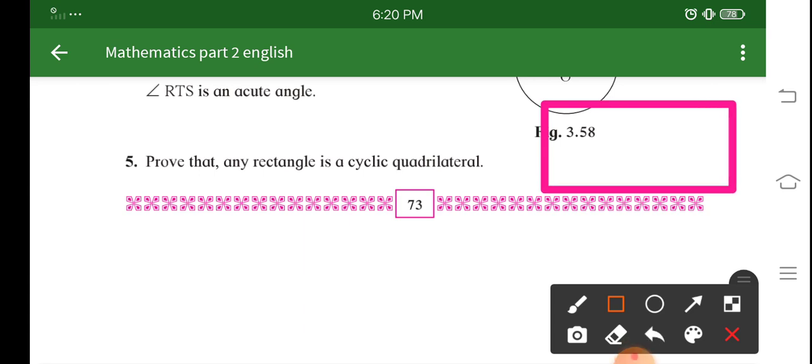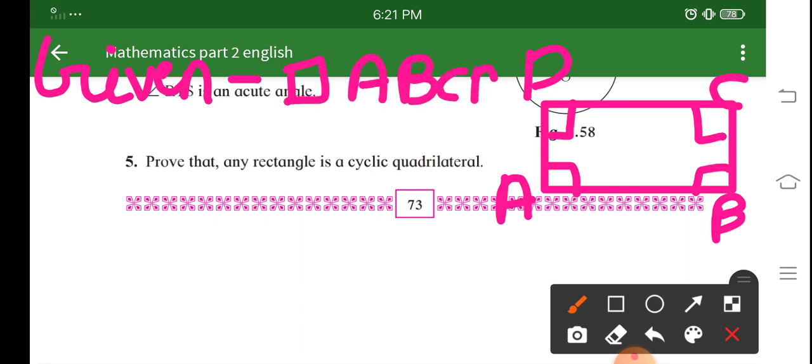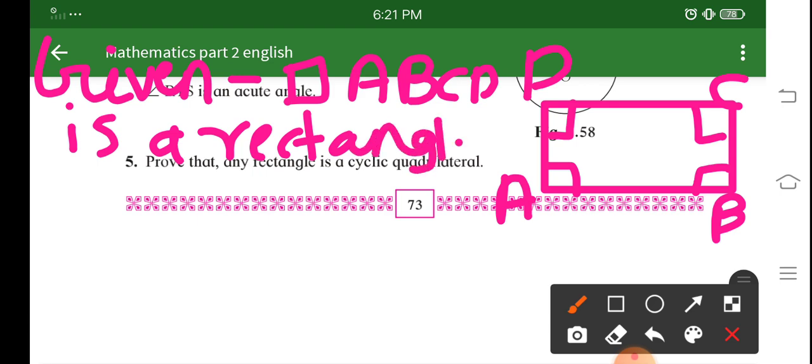Take the vertices A, B, C, and then this is D. These angles are each 90 degrees. In the given, you can write: quadrilateral ABCD is a rectangle. This is only given. So what we have to prove, in the next line you have to write, to prove.